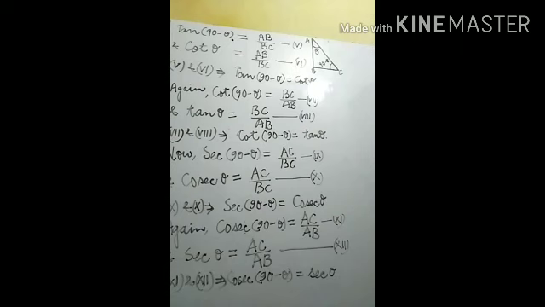Tan 90 minus theta equals cot theta. Cot 90 minus theta equals tan theta. Sec 90 minus theta equals cosec theta. Cosec 90 minus theta equals sec theta. All these are used as identity or formula while solving questions related to trigonometrical ratios and verification. Sometimes we have to prove some of the questions, and these are very helpful in solving such type of questions.